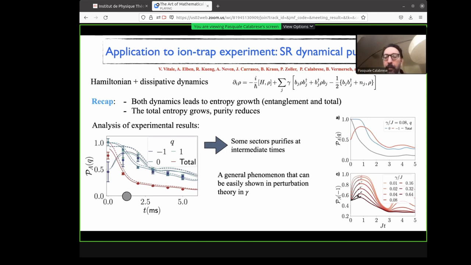So there is a sort of dynamical purification that can be understood in perturbation theory in gamma, and this effect is not present if the system is purely dissipative or purely Hamiltonian, as we have seen. It is a strange interplay that happens only at intermediate time, because at later times the purity always decreases and the system becomes less pure. It's a very peculiar effect given by the interplay between these two cases. We observed it first experimentally, then reproduced it numerically, the dashed line here, and then also explained it within perturbation theory. And that's all.